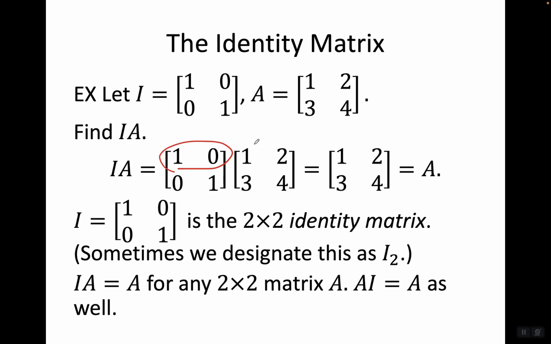This row, 1, 0, times this column, 1, 3, is going to be 1 times 1 plus 0 times 3, in other words, 1. If we do that for all the entries, we end up with 1, 2, 3, 4, which is A. I, [1, 0; 0, 1], is the 2 by 2 identity matrix. Sometimes we designate this as I2 because it's two-dimensional, or 2 by 2. IA equals A for any 2 by 2 matrix A, and AI equals A as well.